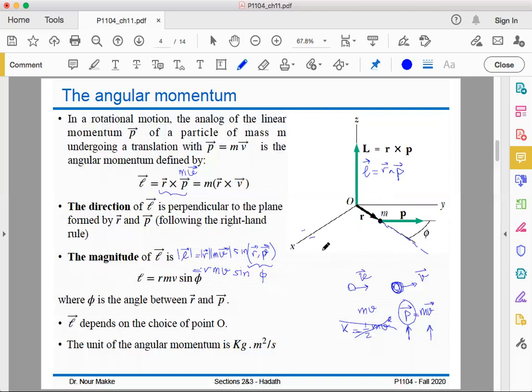Okay, don't forget that L depends on the choice of the point. When you compute angular momentum, you're always defining the angular momentum with respect to a point, with respect to a fixed point, an origin.